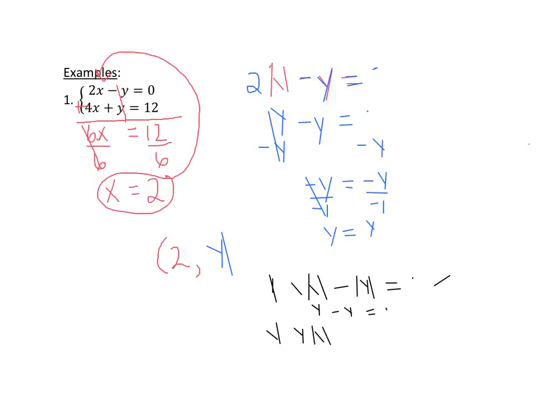Let's check it in our second equation. 4 times 2 plus the 4, which was y, and that should equal 12, is what it says. So 4 times 2 is 8, and 8 plus 4 is 12. So this one works as well. This is my answer. The solution to this system, the point of intersection, would be the point (2, 4).